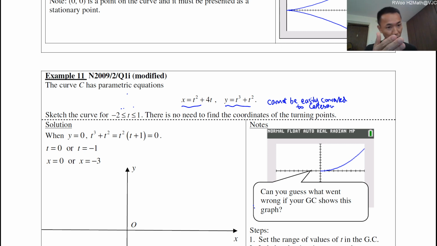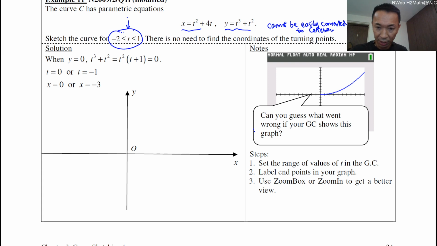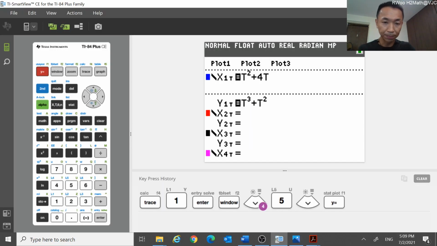Anyhow, what the question asks us to do is sketch. I would like to point all of us to this range of t, the range of values that the parameter can take is given, unlike example 10, if you see earlier, which means that when we sketch the graph using the GC, you must take note of it. So let's go straight to using the GC, don't waste time. The steps are this: you enter into your GC, set the range of values of t, label the endpoints, and we're done. Let me explain.